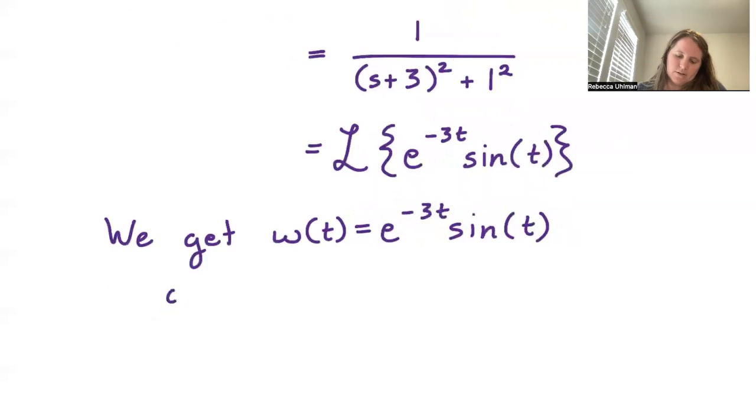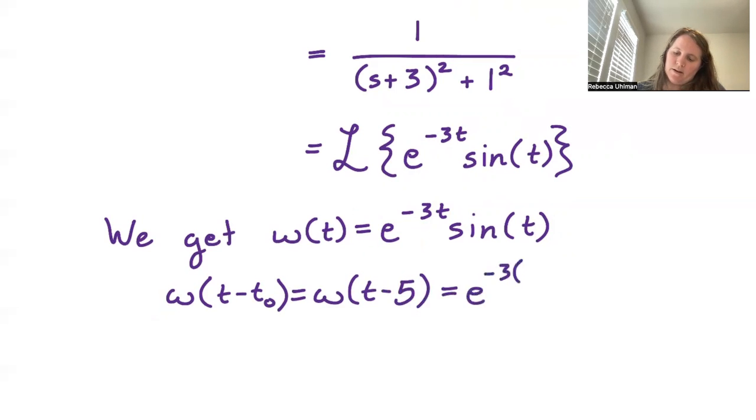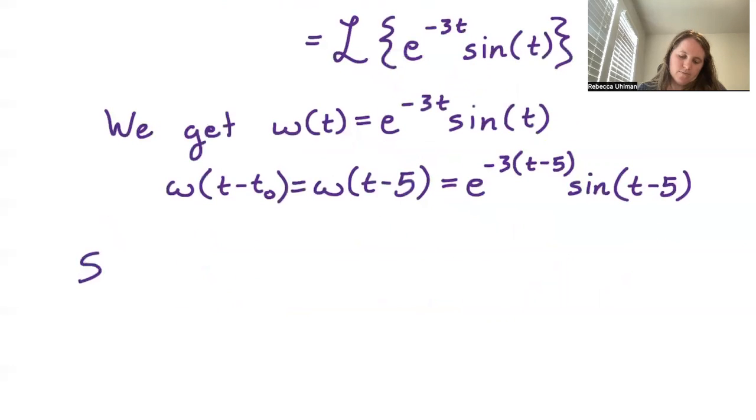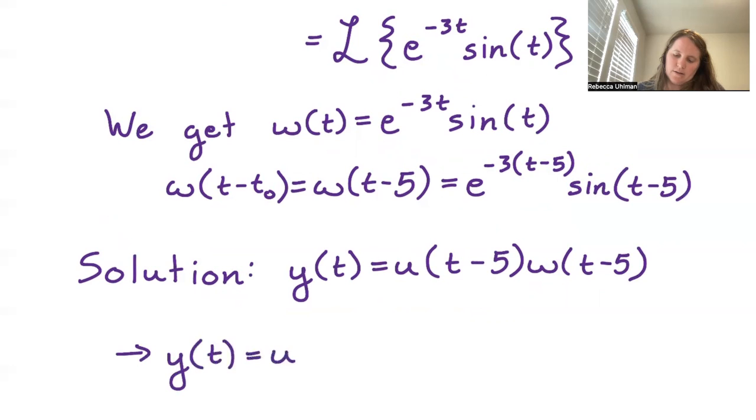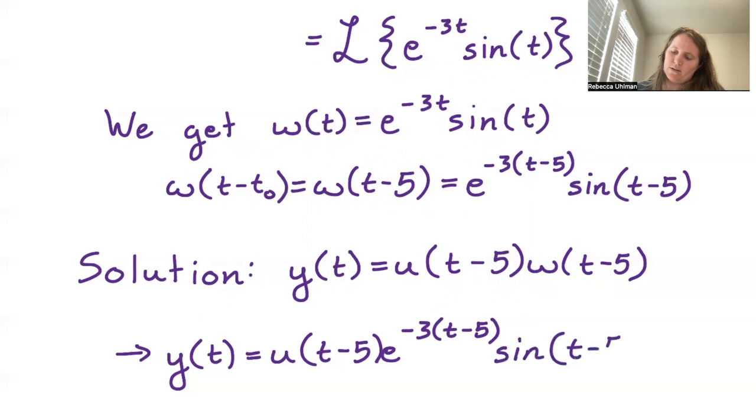So our w of t minus t naught, we're looking at w of t minus 5. So that is e to the negative 3 times in parentheses t minus 5. And then that's multiplying sine of t minus 5. And so our final solution, we have y of t should be equal to u of t minus t naught. So u of t minus 5 times w of t minus 5. And we wind up getting that y of t is u of t minus 5 times e to the negative 3 times t minus 5 times sine of t minus 5.